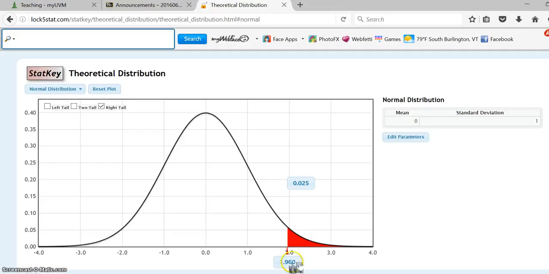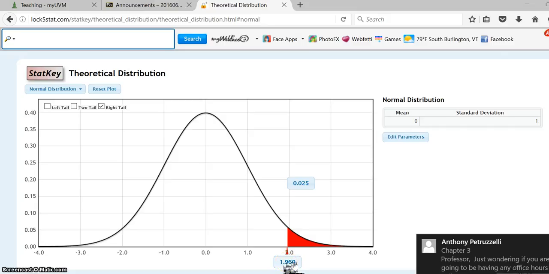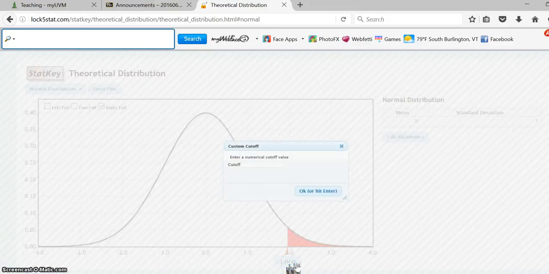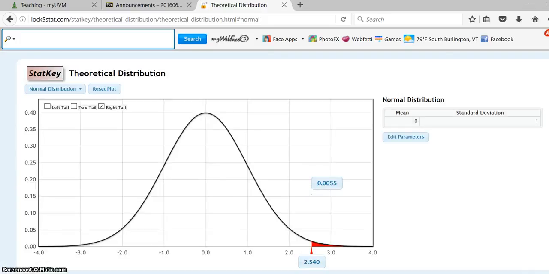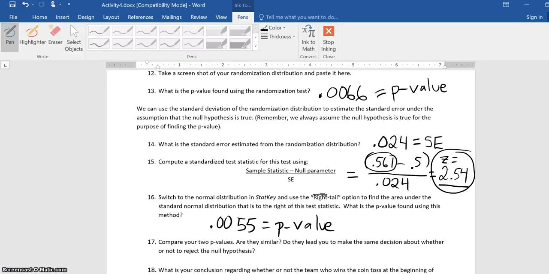And then I'm going to change my cutoff to find the area beyond my calculated standardized test statistic, which was 2.54. So I'll change my cutoff to my standardized test statistic. And now the area under the curve out beyond that test statistic, 0.0055, that is my p-value. So there are my two p-values, 0.0066 and 0.0055. They're not exactly equal, but they are very similar.